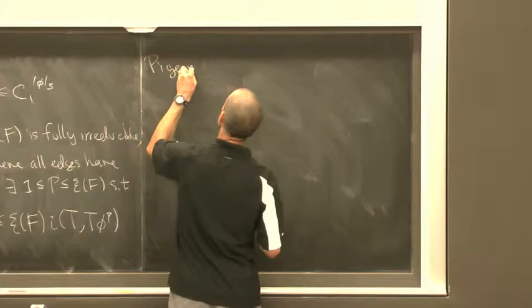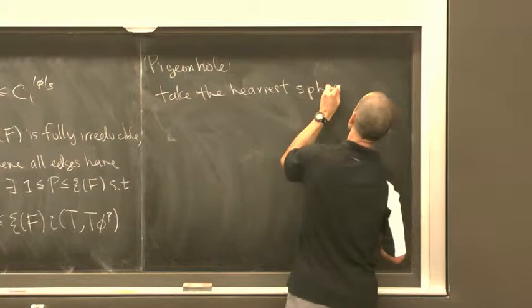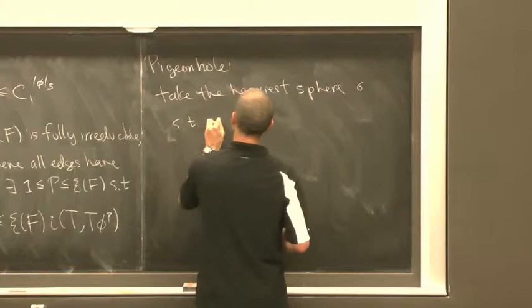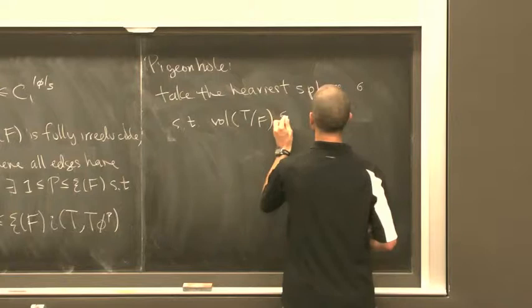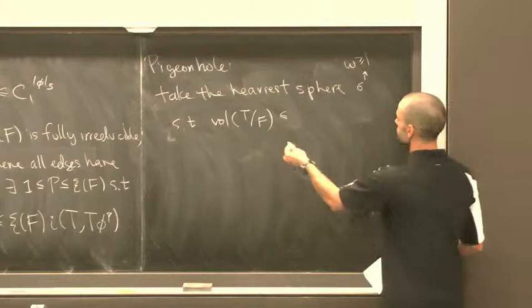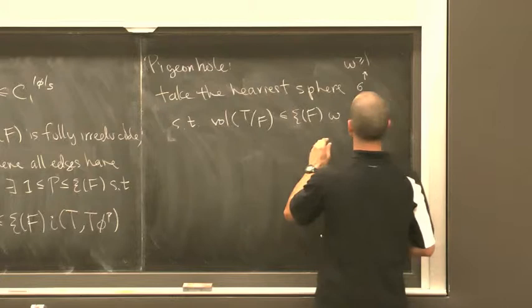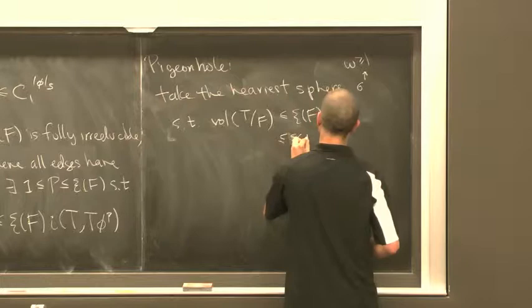So take the heaviest sphere, I guess little sigma. So that the volume, the sum of the weight of the spheres, is going to be less than or equal to the weight of this sphere. So this thing has weight W, which has to be at least 1. That's this hypothesis that all edge lengths are at least 1. So the total volume here is going to be less than the maximum number of spheres, which is this complexity, times this weight W, which since this thing is at least 1, is less than or equal to the complexity of F times W squared.